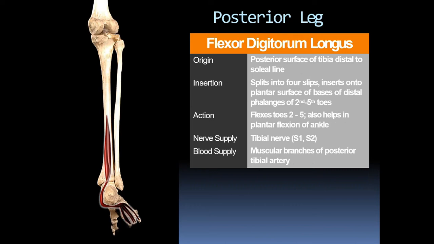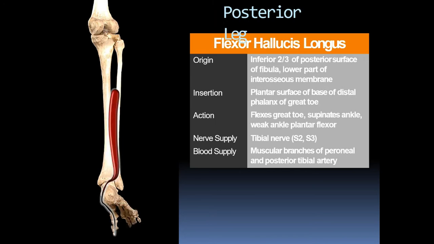Flexor digitorum longus muscle takes origin from posterior surface of tibia distal to soleal line. Its insertion splits into 4 slips, inserts onto plantar surface of bases of distal phalanges of second, third, fourth and fifth toes. Action: it flexes the toes from second to fifth, also helps in plantar flexion of ankle joint. Its nerve supply is through tibial nerve whose root value is S1, S2. Its blood supply is from muscular branches of the posterior tibial arteries.